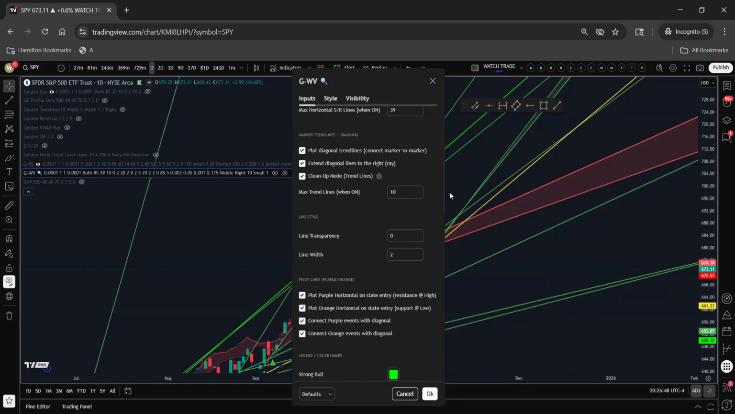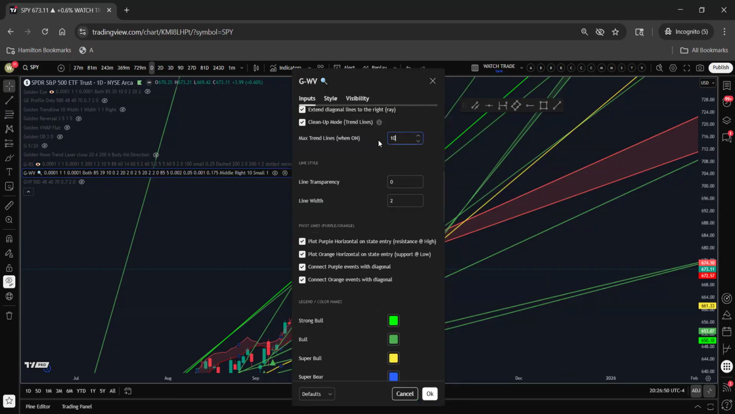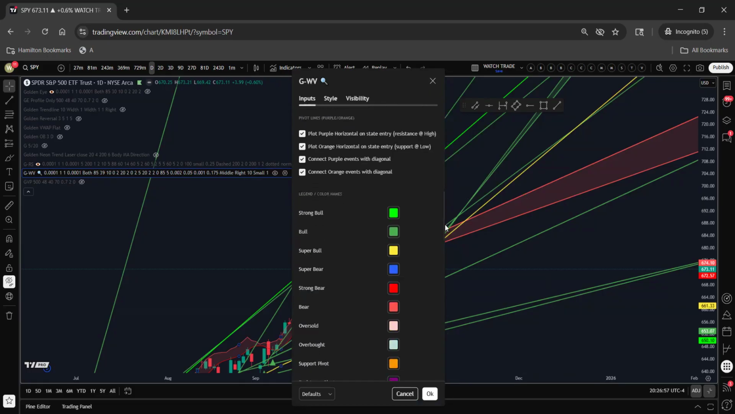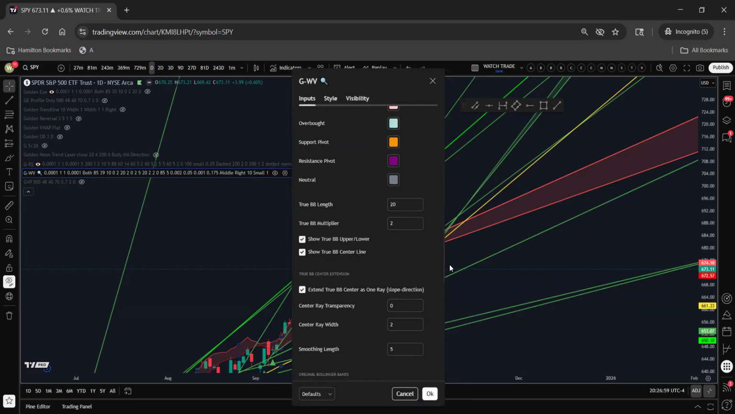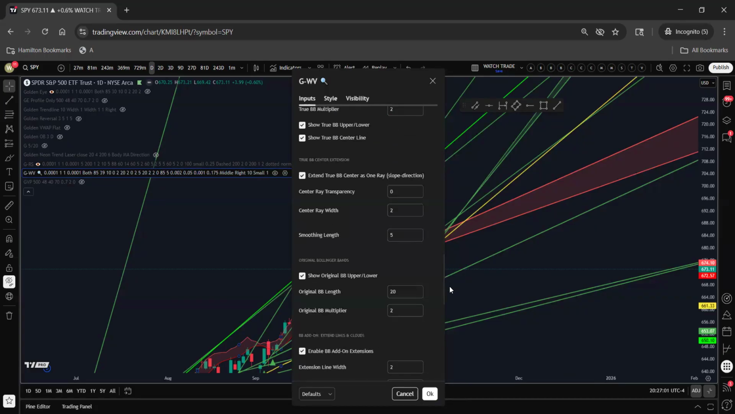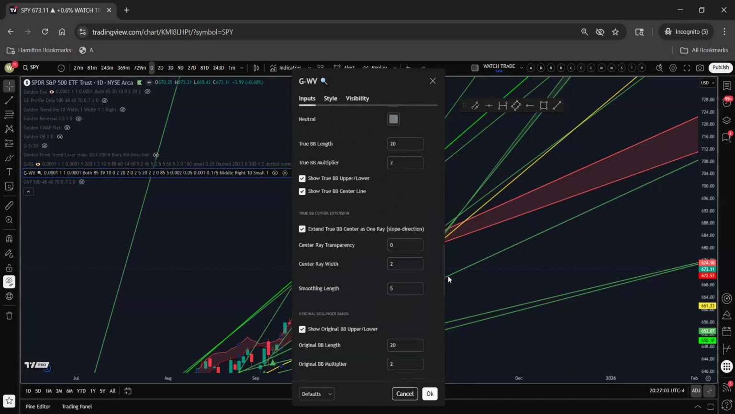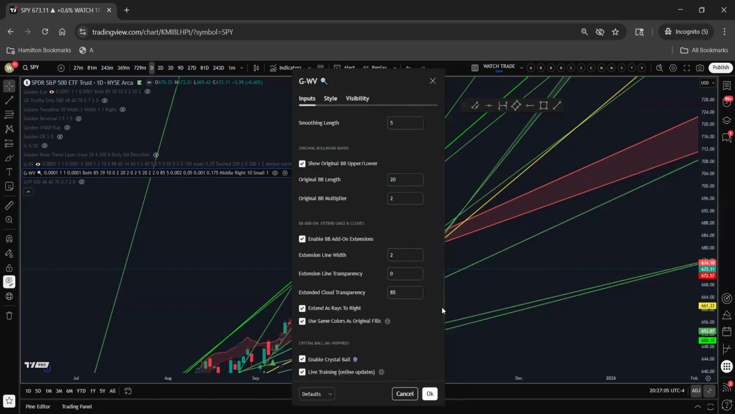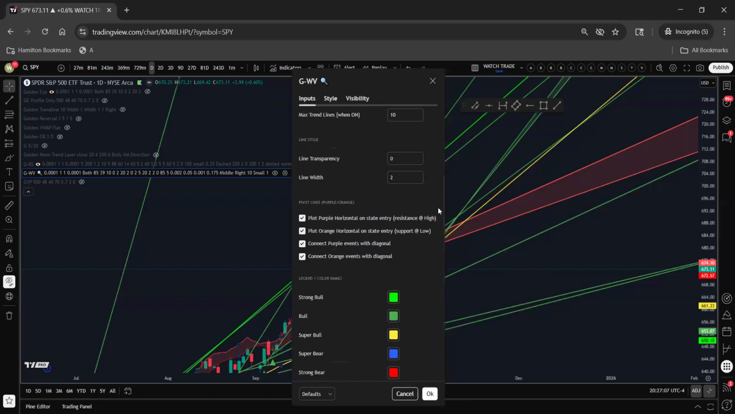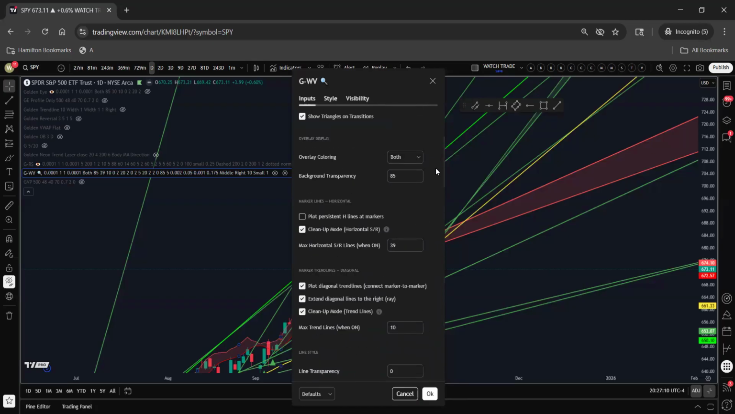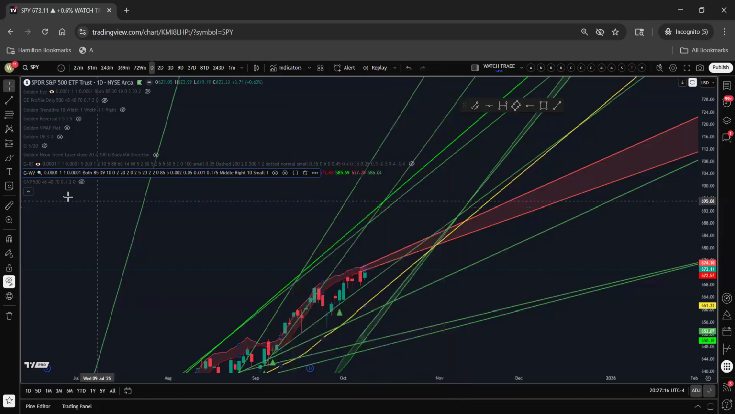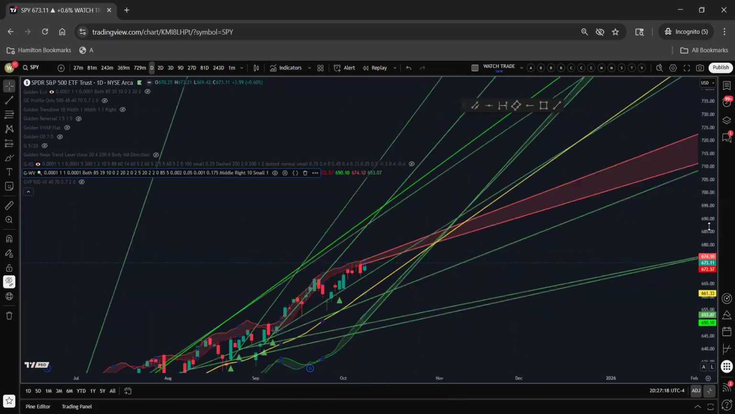Let's put 0. Will it allow me? I guess the minimum's 10. So we're going to see 10 trend lines, and we're going to see how many horizontal lines I set up. 10 trend lines and 39 horizontal lines. I'm going to edit that so you can reduce the amount of lines.